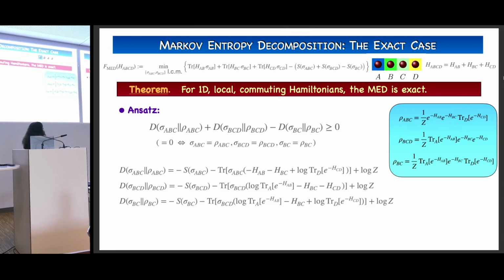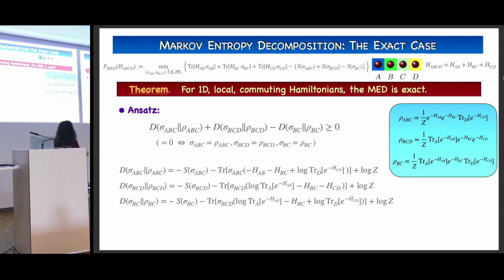So now we take D of sigma ABC, rho ABC, and we extract the von Neumann part of sigma ABC. And then in the second part, we just replace the value of rho ABC as it's written here, and then just by taking into account that logs of matrices commute and split, we can rewrite this expression here. And we do the same for the other marginals, and then we have these three expressions that we have here.